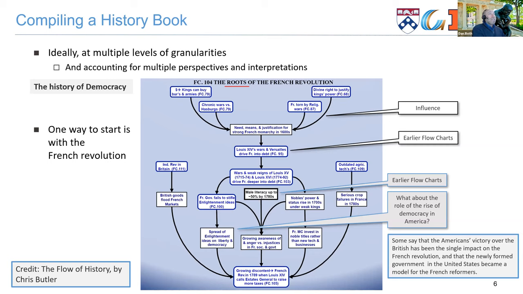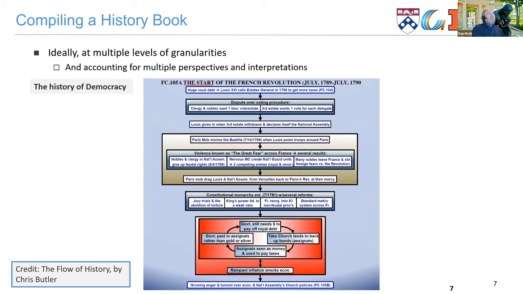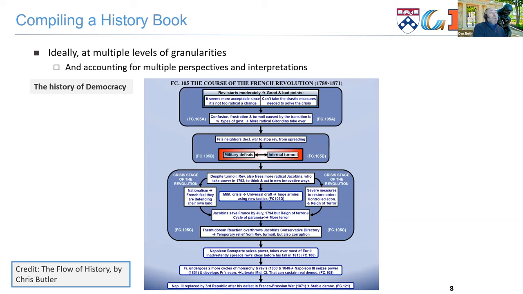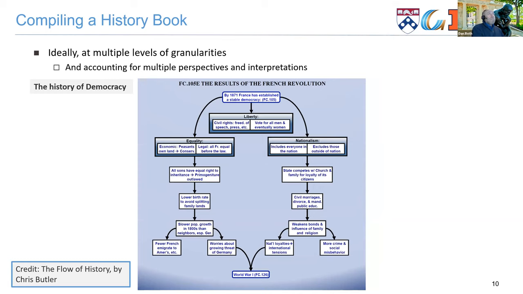I can move to look at another perspective. For example, here I'm going to look at the start of the French Revolution and think about various events that could have led, according to this historian, to the beginning of the French Revolution. And you can also think in more detail about the course of the French Revolution, specific details that led in this period of time between 1789 and 1871. What has happened then? All the way up to the results of the French Revolution.